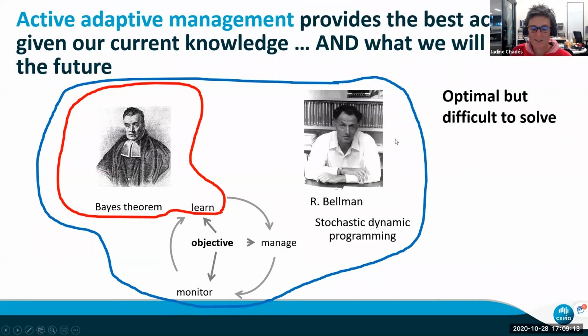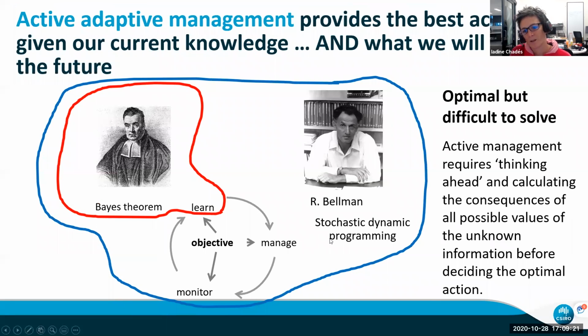So what we're interested in today is solving the active adaptive management. So the learning is included into the optimization. So let's think about that. What does that mean? Active adaptive management requires thinking ahead. If we want to include the learning into the optimization, we have to think about all the consequences of all the possible values of the unknown information before deciding the optimal action. So we have to think ahead.